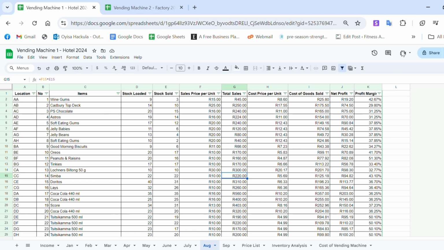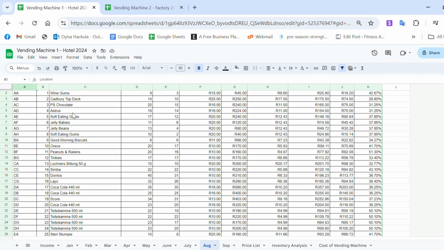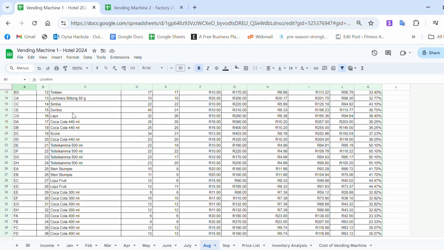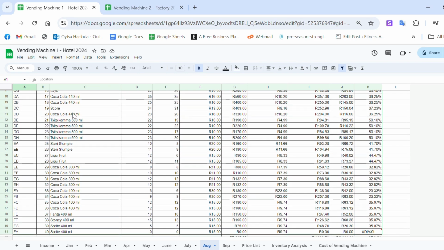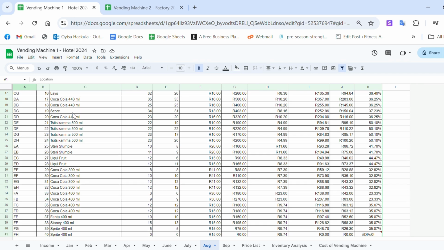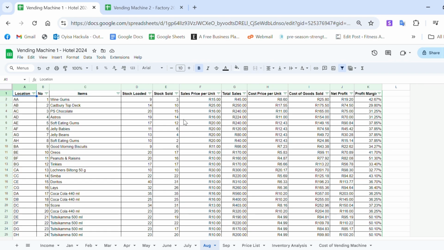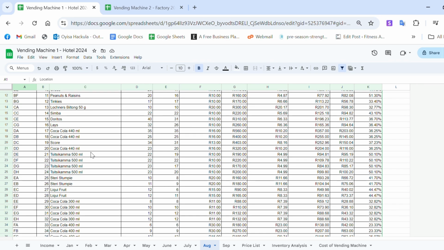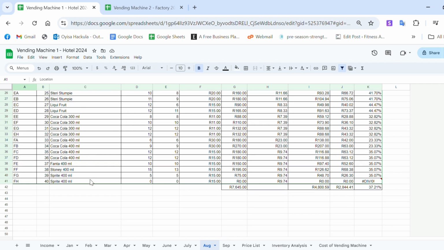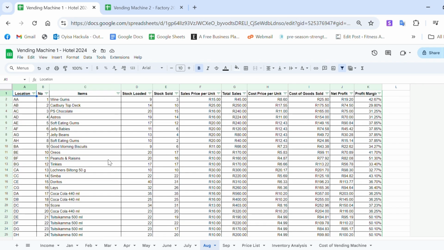So as you can see here, I've got the spreadsheet which I use to track my sales and the income for a specific vending machine. In this one, this is a hotel vending machine. You see we've got all the products that I'm selling in that vending machine. At the top, you'll see stock loaded. This is the total stock that I loaded in the vending machine for the month for each product. And then the stock sold is the total amount of product that I have sold from the vending machine.